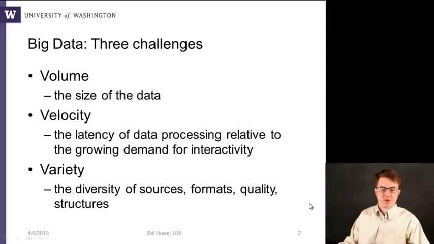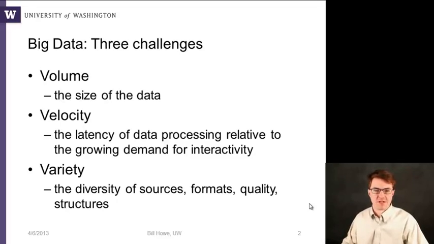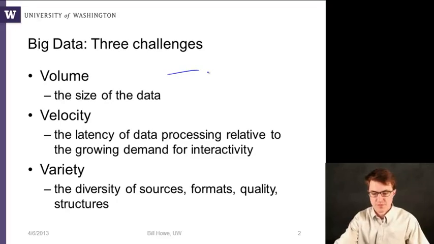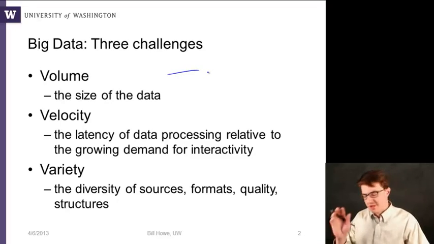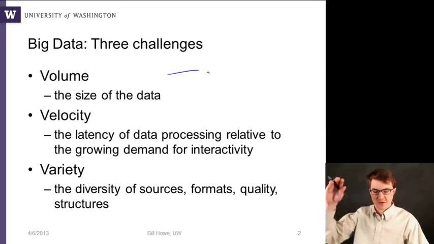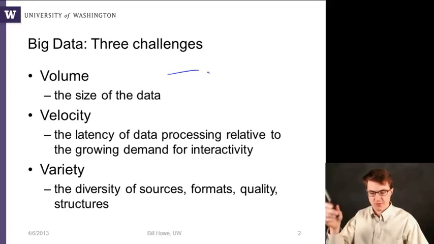Okay, so the main thing to recognize is this notion of the three V's of big data, which are volume, velocity, and variety. And we talked a little bit about this in a previous segment. So just to repeat, volume is the size of the data, measured in bytes or number of rows or number of objects or what have you, sort of the vertical dimension of the data.